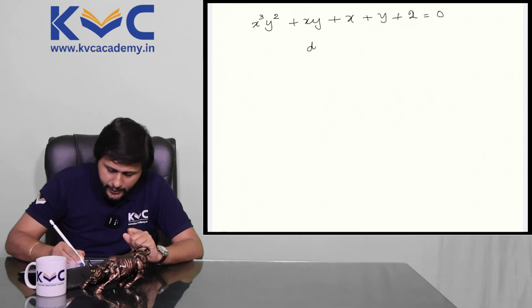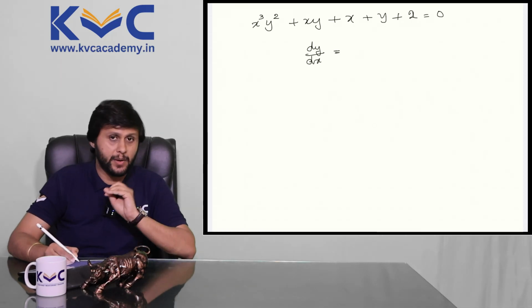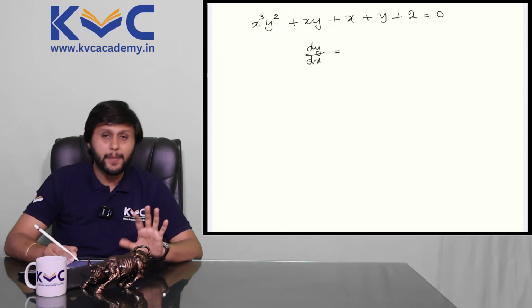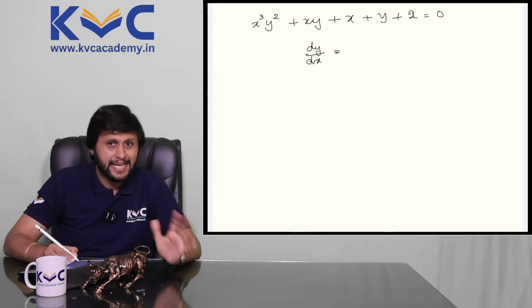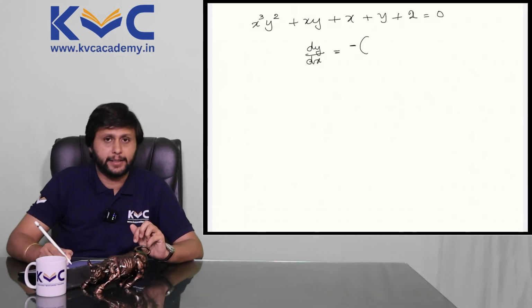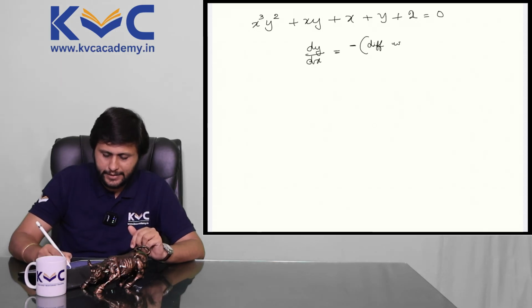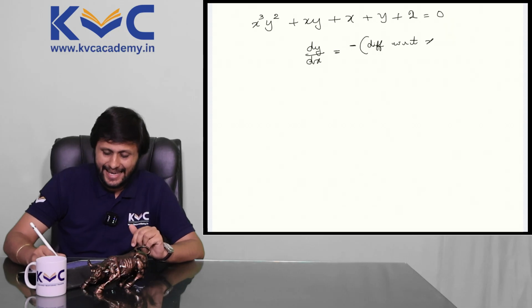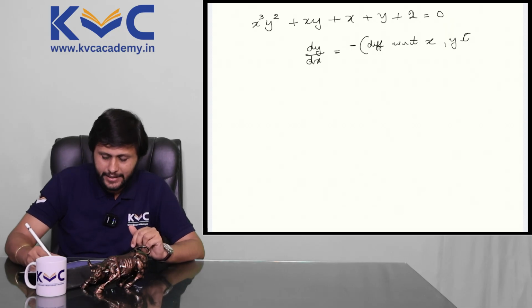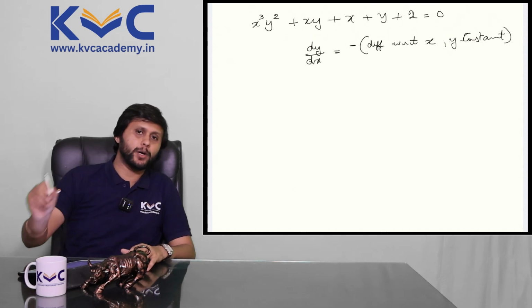Shortcut rule is all that you need to do is write dy by dx on the left hand side. Whenever you have an implicit function, write dy by dx on the left hand side. Right hand side, you write a minus sign. Open the bracket. We will differentiate with respect to x, y is constant. For this rule, we are assuming y to be constant.